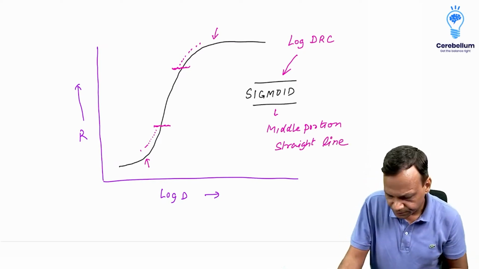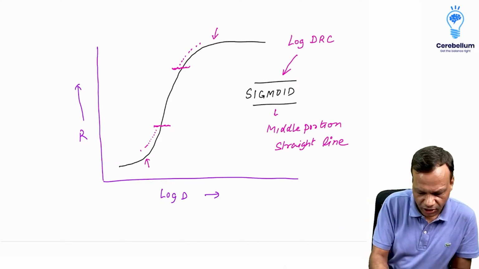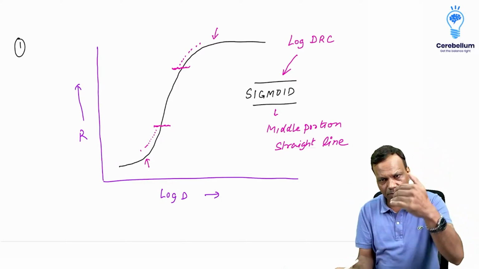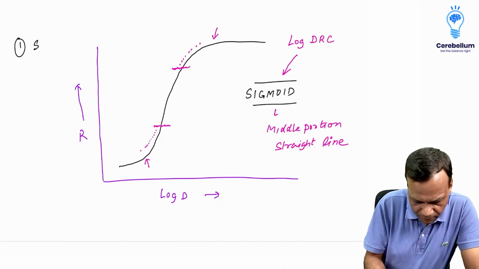So this is number one: the middle portion is a straight line. Instead of converting into a hyperbola, we have converted into a sigmoid. The middle portion is a straight line, so we got a middle portion which is straight, and we can compare.